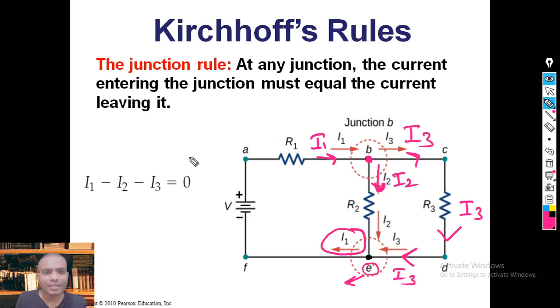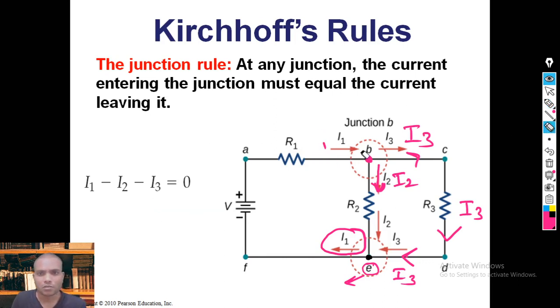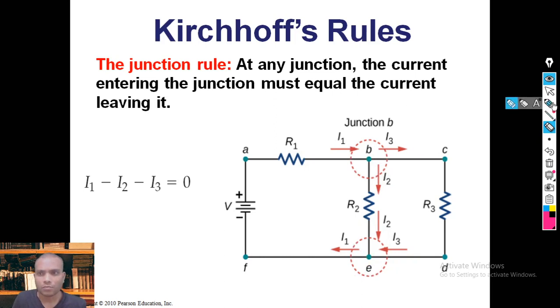But if you take the algebraic sum, the total amount of currents entering and leaving at a given junction, the algebraic sum of current is equal to 0. So this is one of the rules given by Kirchhoff to solve for the current in a given circuit. Simple rule, remember like this: the algebraic sum of currents at a given junction is equal to 0.